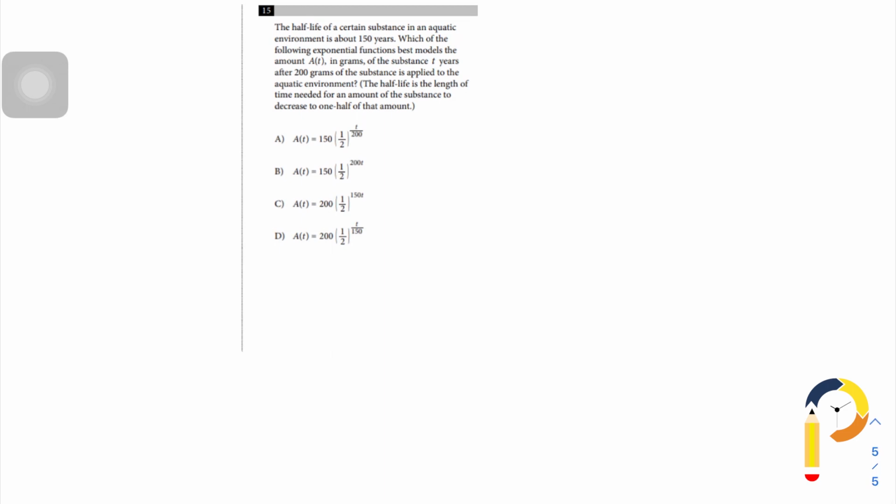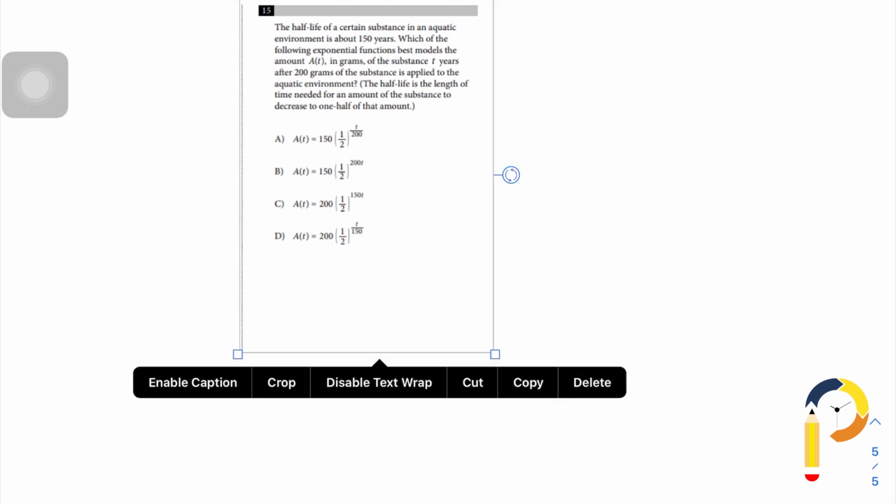This is question number 15. What is it saying? The half-life of a certain substance in an aquatic environment is about 150 years. Which of the following exponential functions best models the amount A(t) in grams of the substance t years after 200 grams of the substance is applied to the aquatic environment, right? This question is based on half-life, right? So what is half-life? This is also given to us there.